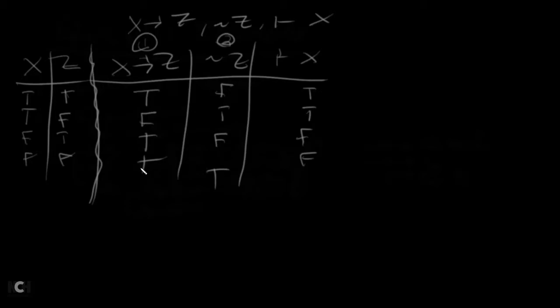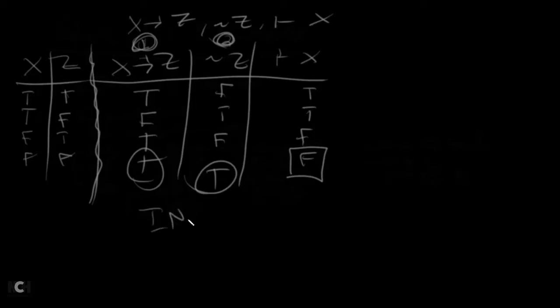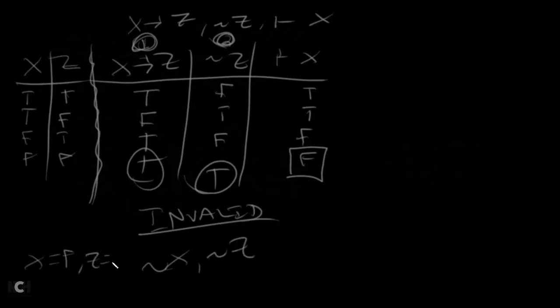And then what we look and see is, for our premises, we've got two premises, premise 1 and premise 2. Is there an occasion where all the premises are true? Yep. There they are. Row number 4. What's the conclusion? It's false. What does that tell us? This argument is invalid. And in that scenario, X is false, and so is Z. So we can also say X equals F, Z equals F.